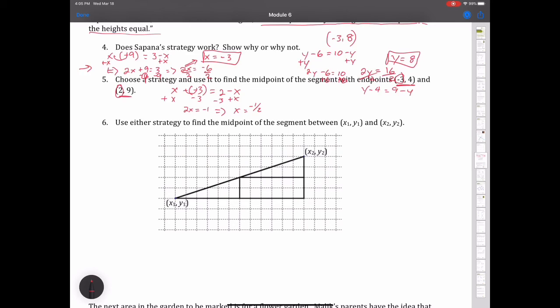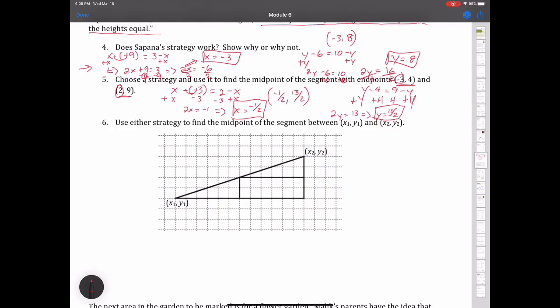Interesting. And then I will do the same solution process over here. Add y to both sides. I'm going to add 4 to both sides as well. So I will get 2y equals 13. And then to simplify that, the final step is y equals 13/2. And hopefully you got those same values. So our ordered pair is negative 1/2, comma 13/2. And that is, in fact, the midpoint.